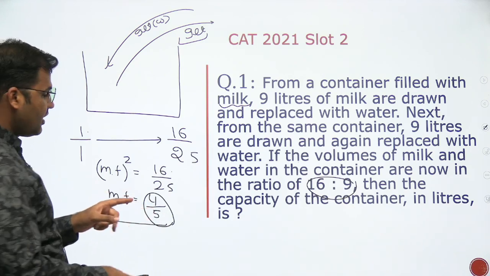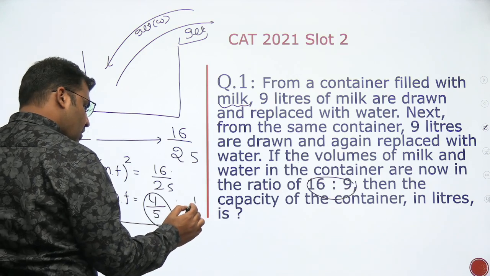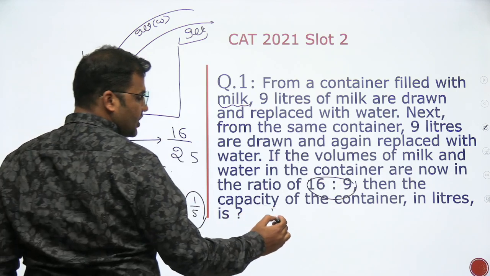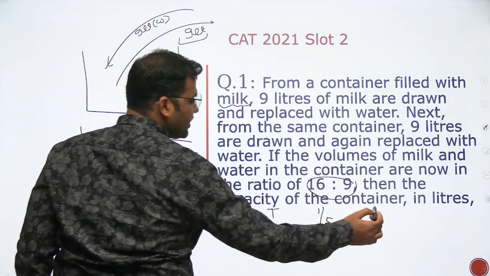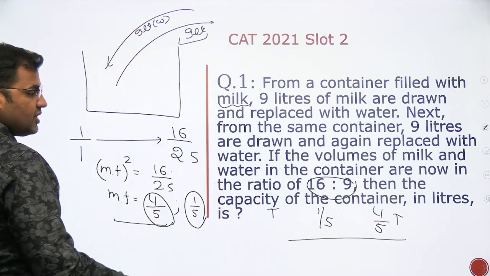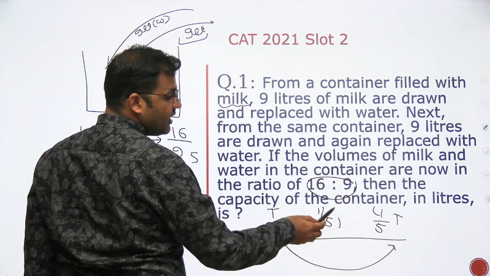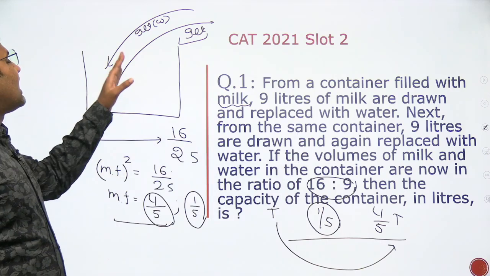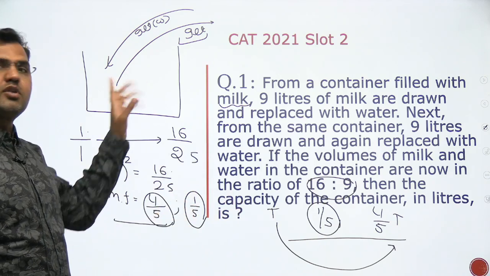Now you should know how to read it. 4/5 ka multiplying factor ka meaning hua ki aapne total mein se 1/5 solution remove kiya hoga. Because agar mujhe kisi total value ko kisi particular value ko 1/5 se decrease karna hai, to final value 4/5 reh jayega. To basically hum ye read kar rahe hain ki total se 4/5 reh gaya. That means you are removing 1/5 part of the total solution. So that means this 9 liter that you are taking out is basically 1/5 of the total solution.